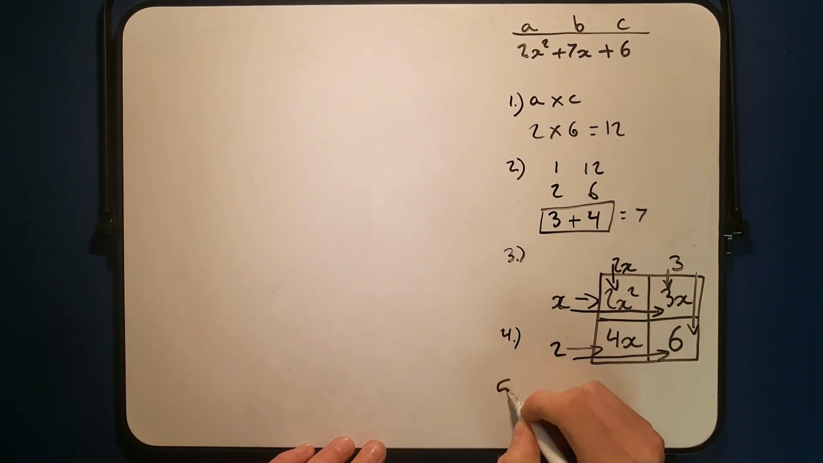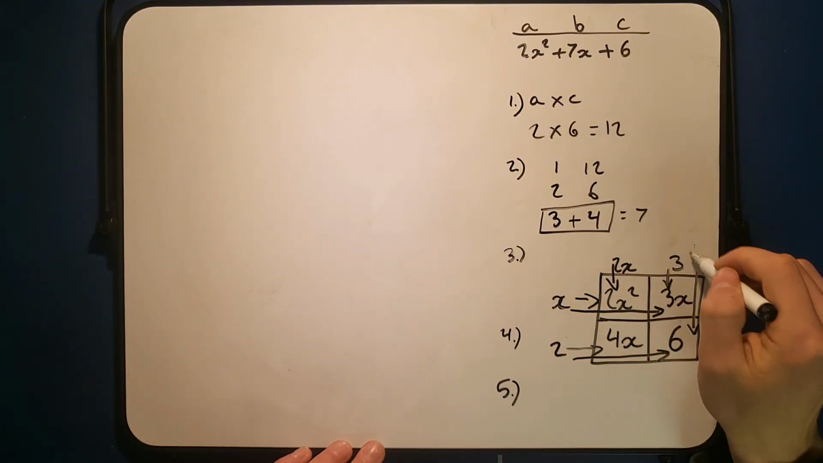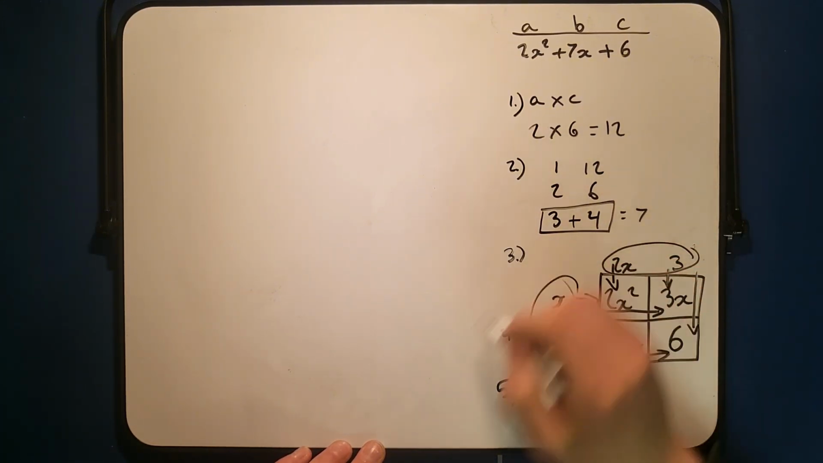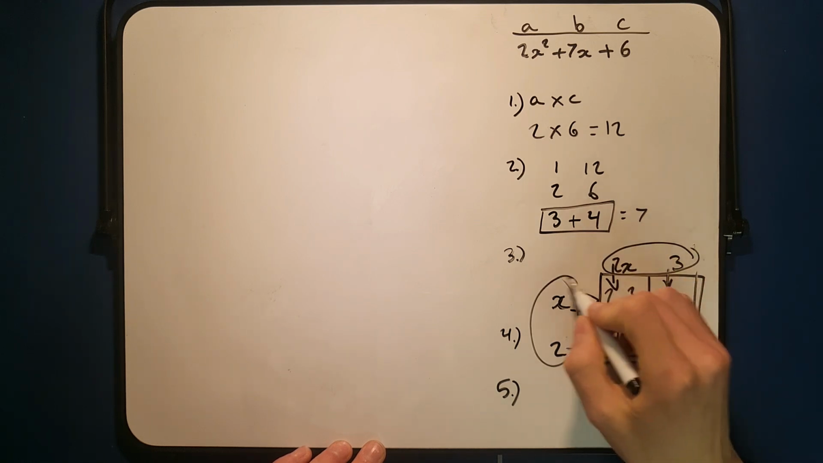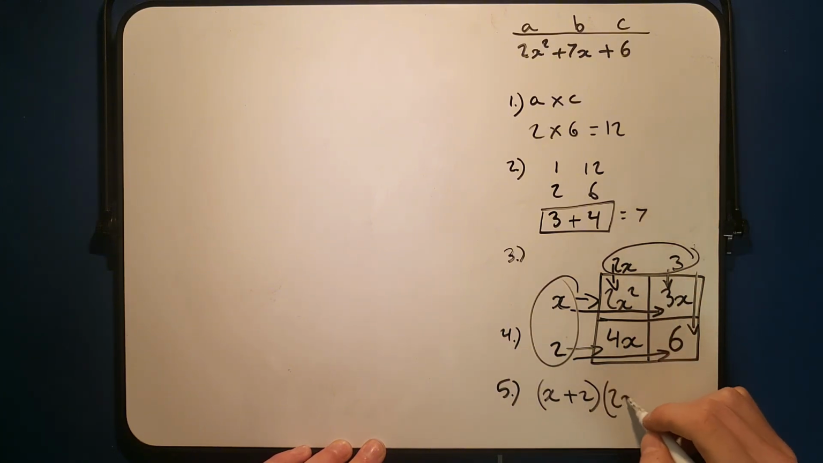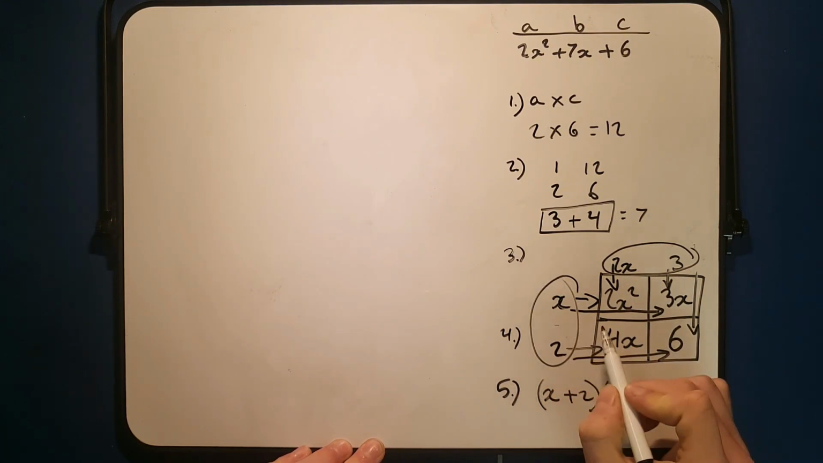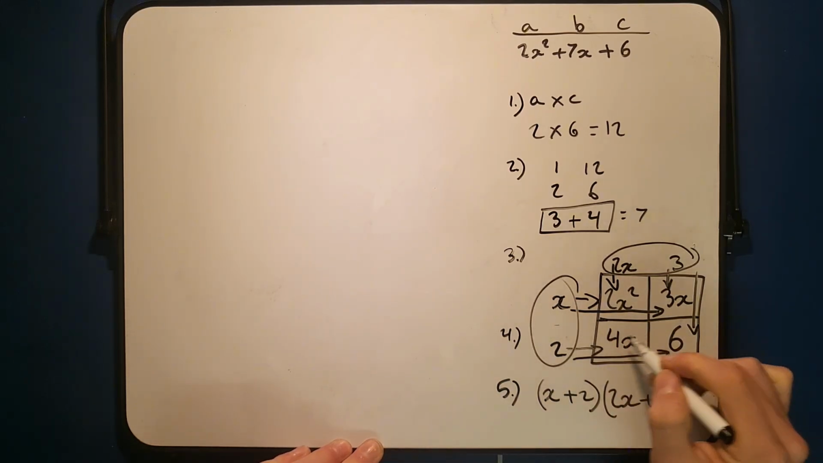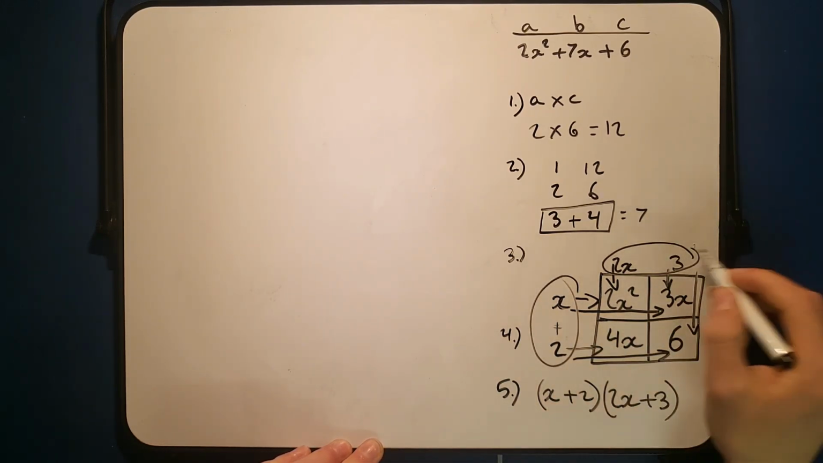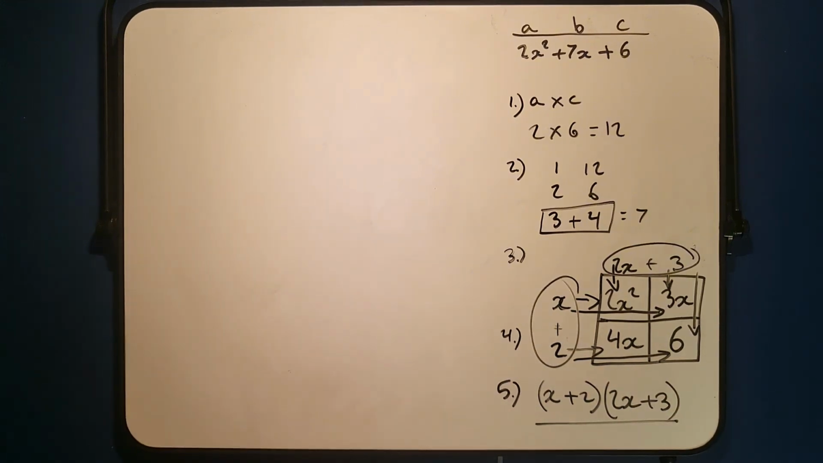Now, step 5, this is the last step. We're going to group these numbers and these numbers. So these two numbers will be our bracket, x plus 2 and 2x plus 3. Now, there is no plus here, obviously, but since these are not negative numbers, they have to be positive. And those are our two brackets.